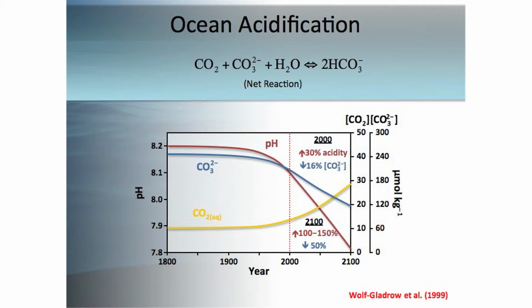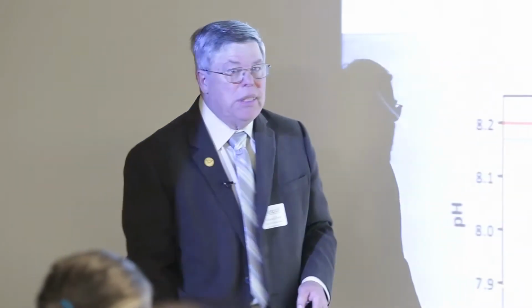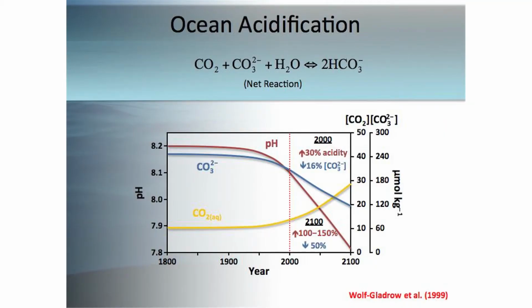So what is the overall impact? We can see that from pre-industrial times, the pH of seawater, which is a logarithmic scale, has decreased about 0.1 pH unit. That's a 30% increase in the hydrogen ion concentration, and the carbonate ion has decreased 16%. By the end of the century, the pH will decrease another 0.3 or 0.4 pH units using the IPCC CO2 emission scenarios. That's a 100 to 150% increase in the hydrogen ion concentration. Now we're talking about major changes in the chemistry of the oceans.